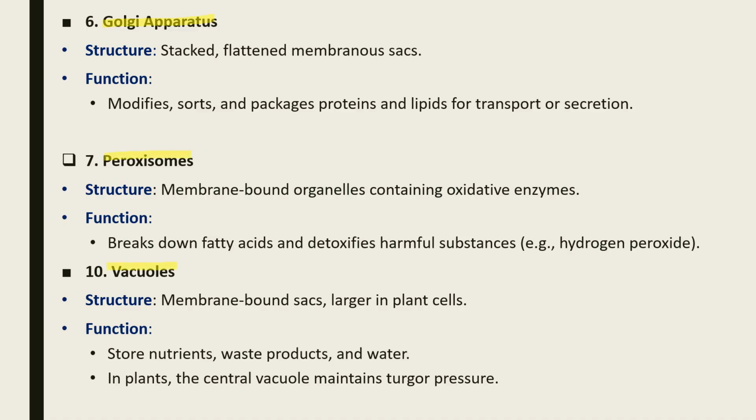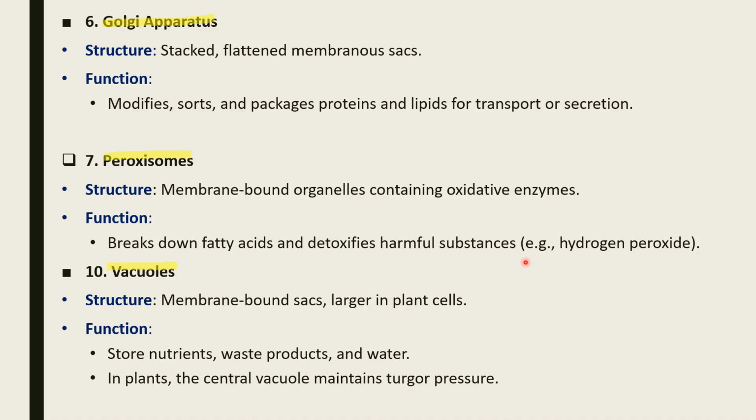Next we have the Golgi apparatus, number 6, then peroxisomes, and vacuoles. What is the Golgi apparatus? It is a stacked, flattened, membranous sac. Its function is to modify, sort, and package proteins and lipids for transport or secretion. Peroxisomes are membrane-bound organelles containing oxidative enzymes. Their function is to break down fatty acids and detoxify harmful substances, for example, hydrogen peroxide.